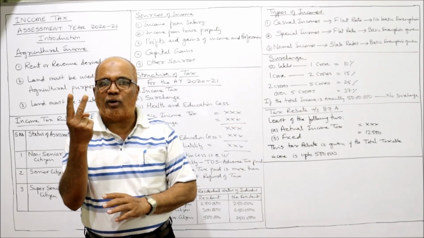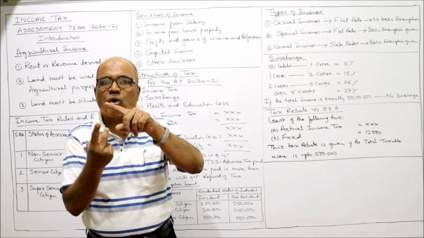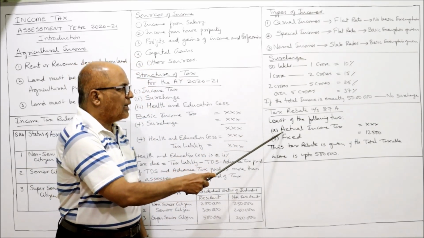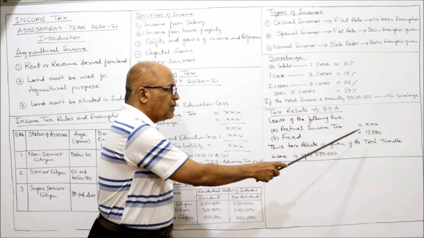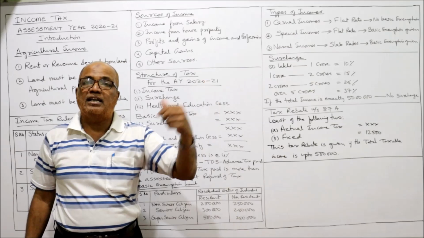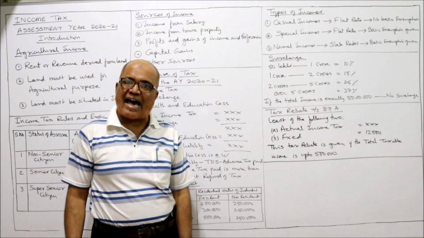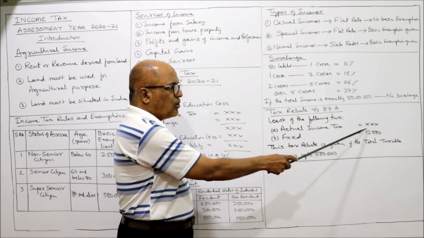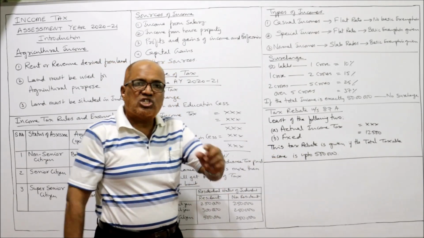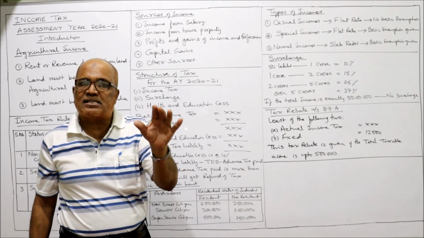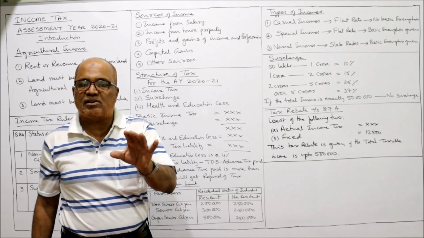So how much tax rebate? The lesser of the following two amounts: actual income tax or rupees 12,500, whichever is less. This 12,500 is the fixed amount specified by the Income Tax Act. So the actual income tax or the fixed 12,500, whichever is lower, will be allowed as tax rebate under section 87A.